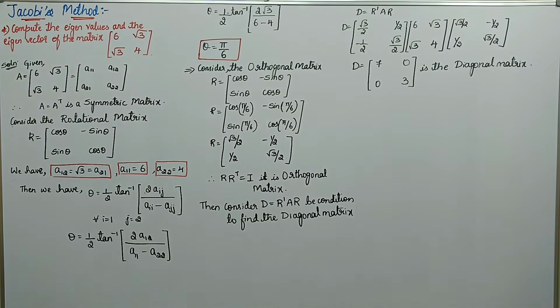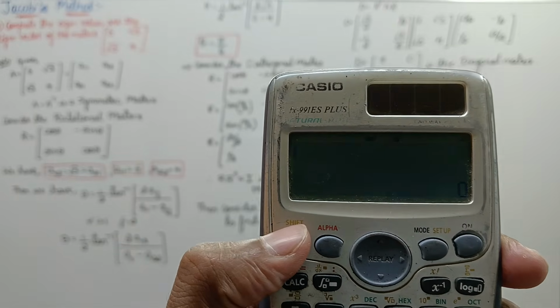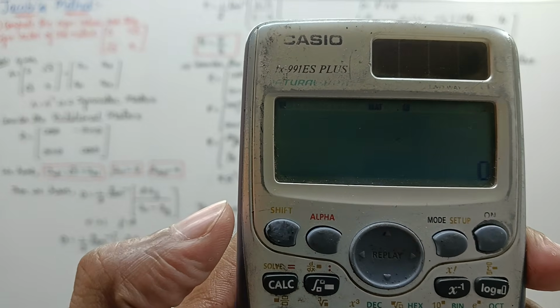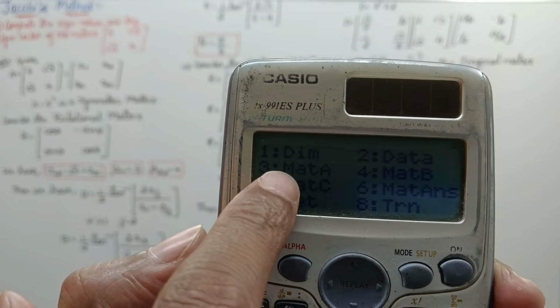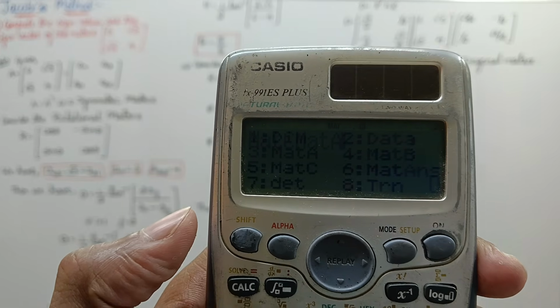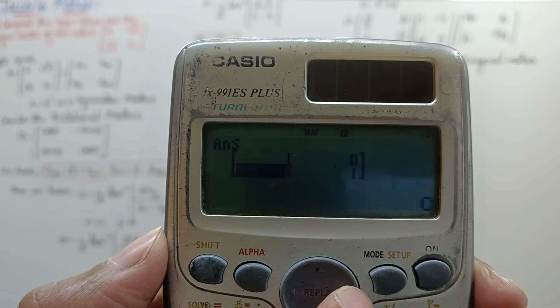See, press AC, don't press anything. Press AC. What did I say? R into R dash. R is given in mat C. Press shift 4, mat C 5. Shift 4, mat R transpose in mat A. Press 3. You get the identity matrix, that is 1 0 0 1.